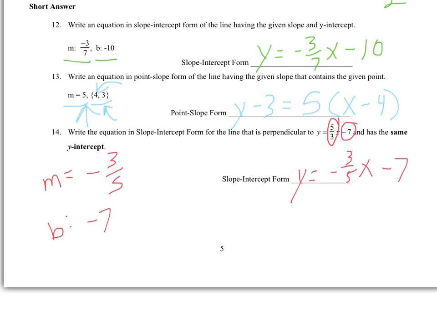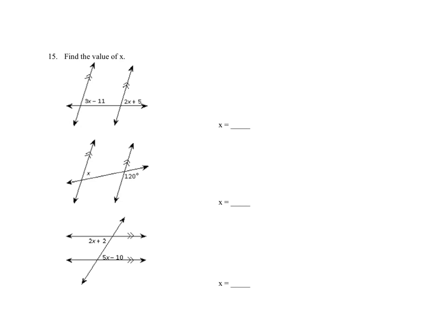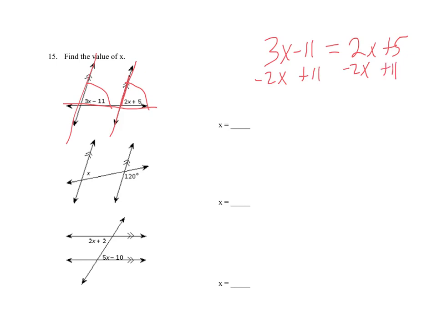Alright, let's check out number 15. Okay, find the value of x. Well, with these we have to know our rules and be able to identify the relationships between angles. We have parallel lines cut by this transversal. So these are corresponding angles, which, if lines are parallel, are congruent. Subtract 2x, get my x's on one side, get my numbers on the other side, isolate my variable. We end up with x equals 16.